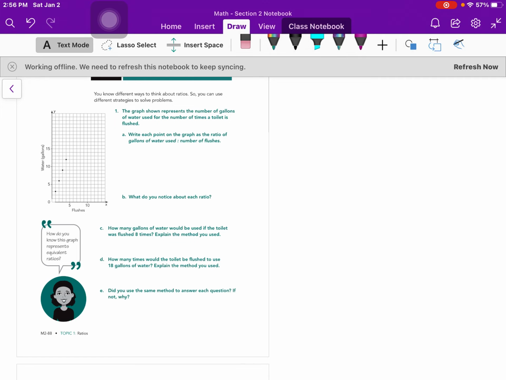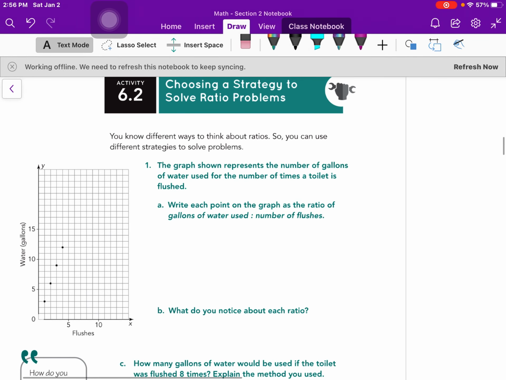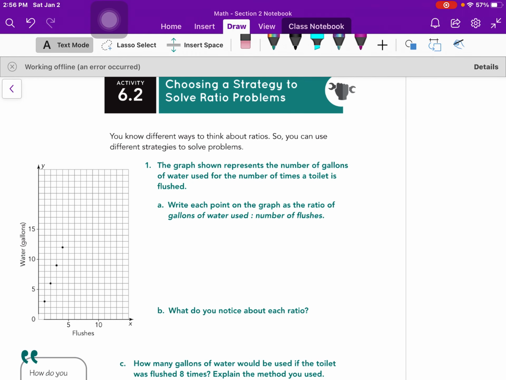Activity 6.2. We'll do this one. It says, you know different ways to think about ratios, so you can use different strategies to help solve problems. Let's try. The graph shown represents the number of gallons of water used for the number of times a toilet is flushed. Okay. Part A says, write each point on the graph as a ratio of gallons of water used to number of flushes. Okay, so gallons, let's see.